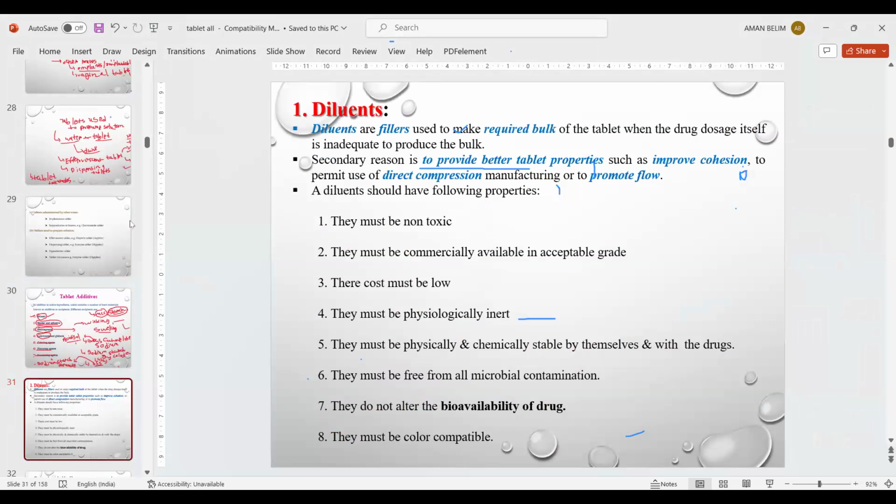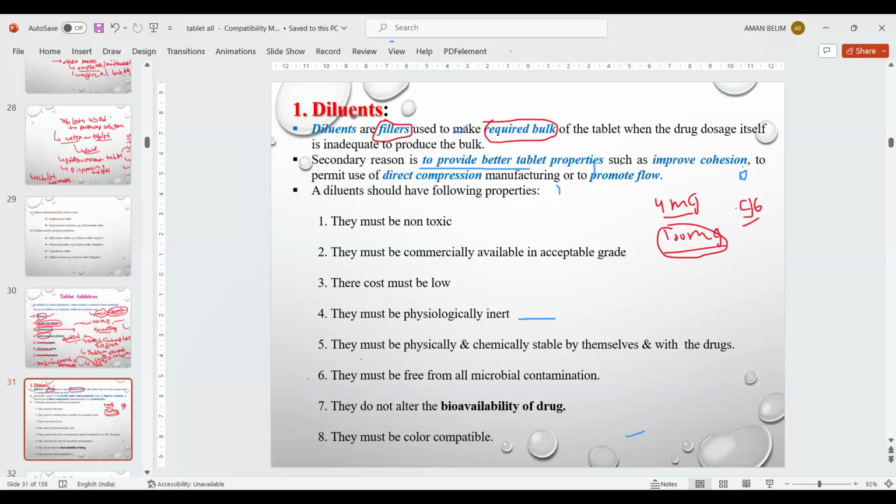So the first one, as we have discussed, is diluent. Okay, you do not need to remember all these criteria. What is important is that they are also known as filler. And why do we use diluent? Sometimes, as we know, the amount of the actual API is very less. For example, in the case of chlorpheniramine maleate, the actual required dose of the drug is 4 mg, but the tablet weight is 100 mg, so the other 96 mg is your excipient. Okay, and that is diluent. The majority part of this remaining 96 mg will be diluent.